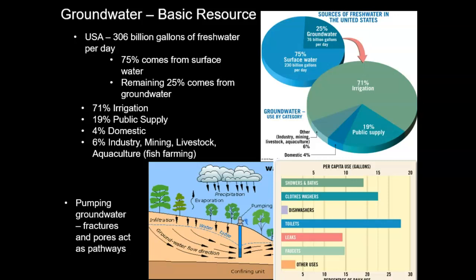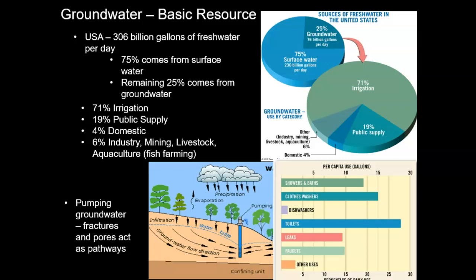Any outdoor uses are things such as watering the lawns and gardens. People who obtain their water from a private supply, for the most part, are getting it from groundwater. And when I say for the most part, I mean 98% of people who get their water from a private supply are using groundwater.